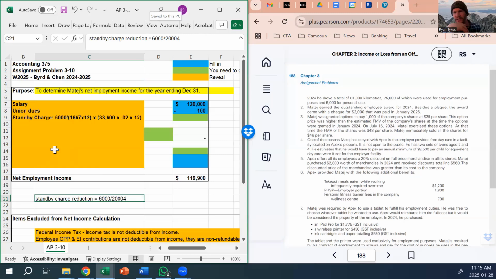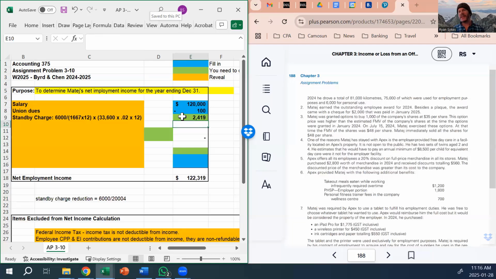So first up, we have our standby charge: 6,000 personal kilometers over 20,004, which is the maximum, times, and this is where we're just multiplying numbers by other numbers, 33,600, which is the cost of the car, times 2%, which is a constant, and then 12 months. That'll give us our standby charge of, oh no, I didn't pre-calculate this, so you guys can sit there while I type out some incredibly complicated standby charge here. It turns out it's 2,419. I'm not going to do a complicated calculation with you, but if you multiply all those numbers together, you will find that it's $2,419.